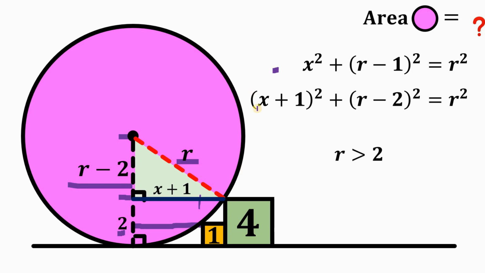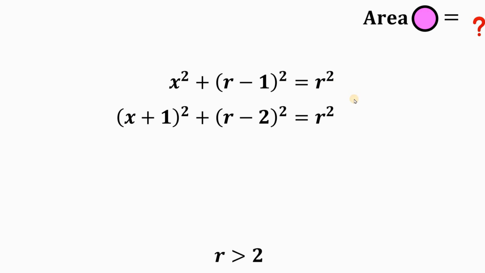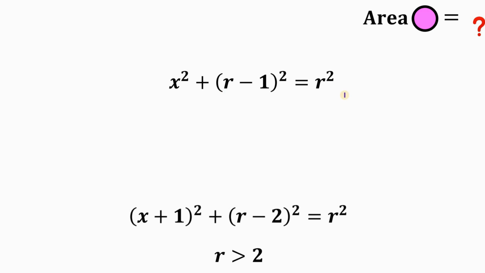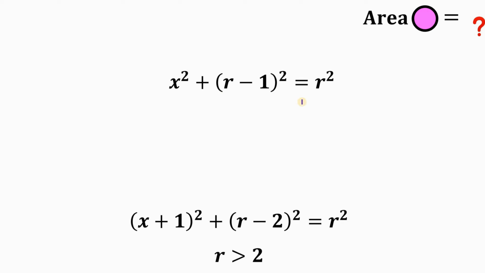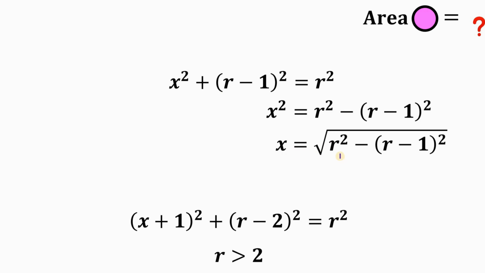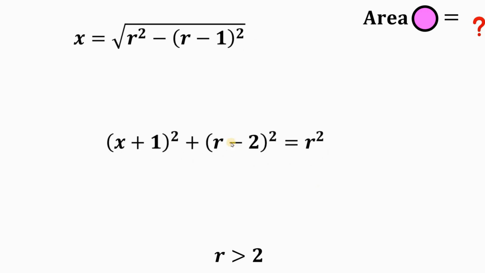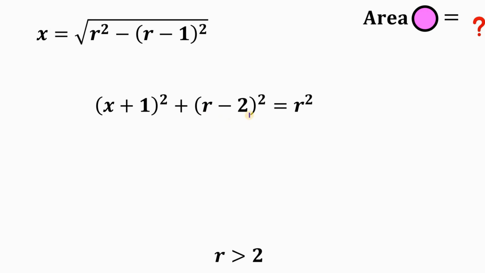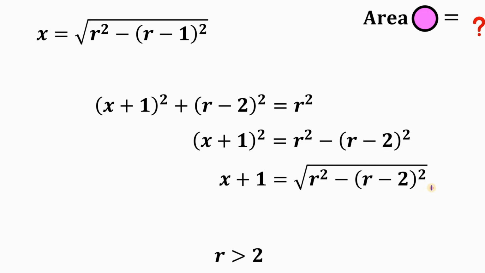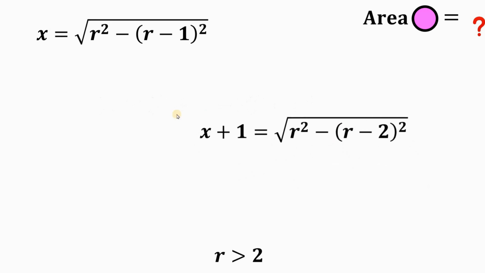Now let's focus on these two equations and solve for the value of r. Let's focus on the first equation. Now what we're going to do is to subtract (r minus 1) raised to the power of 2 from both sides. Now take the square root on both sides. So x equals the square root of r squared minus (r minus 1) raised to the power of 2. Now let's set aside this result. And let's get this second equation. We will do the same thing. Subtract (r minus 2) raised to the power of 2 on both sides. Take the square root on both sides. And let's set aside this result.